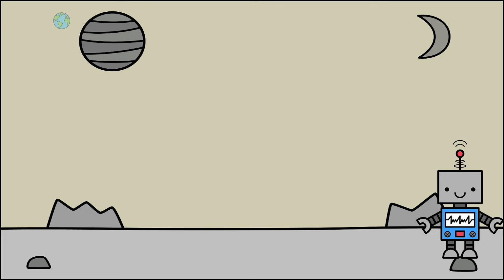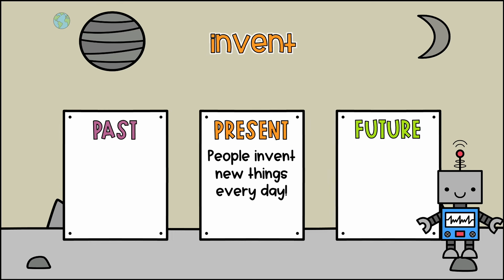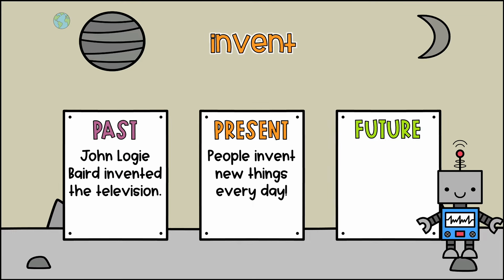Great job. Let's do one more, then we'll talk about irregular verbs. Invent. Present tense is invent. People invent new things every day. So what's the past tense? Good. Invented. John Logie Baird invented the television.